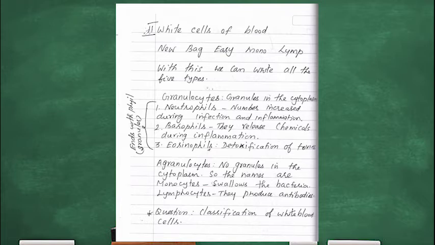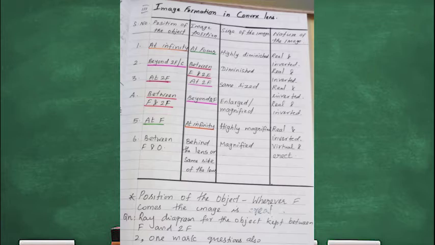Okay. Then next, image formation in convex lens. In class 10 there are 2 types of lenses, concave and convex lens. Now we are going to see about the convex lens. It forms real and virtual images. I will tell you the position of the object, position of the image, size of the image and nature of the image. Okay. First, at infinity you will get the image at focus.